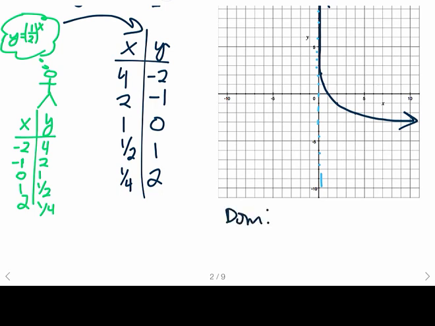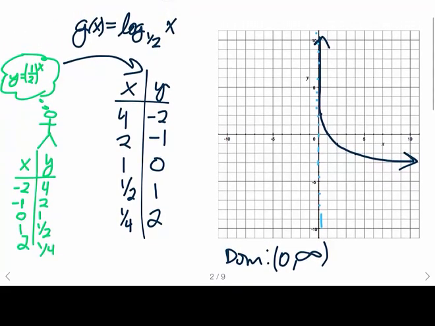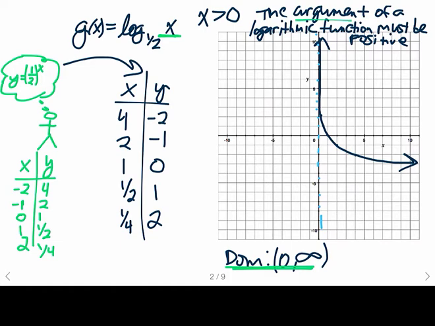The domain is the set of positive numbers. And that's evident in the graph where we are asymptotic just to the right of the y-axis. And it indicates that what you put into a logarithmic function can't be 0 or negative. And so we're actually going to write down right now that x has to be positive. The argument of a logarithmic function must be positive. And when we say argument, what we're saying is what we're finding the logarithm of.